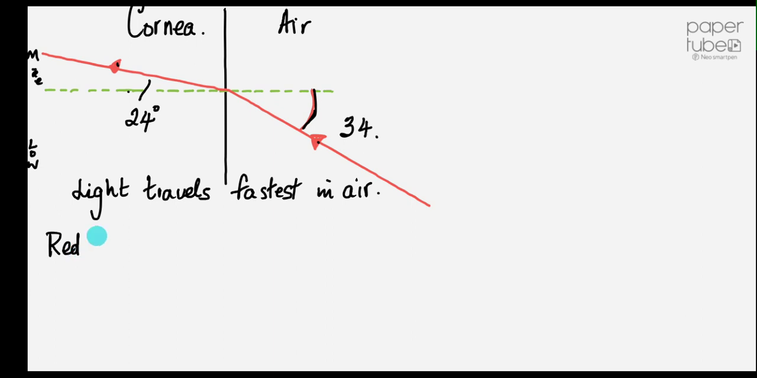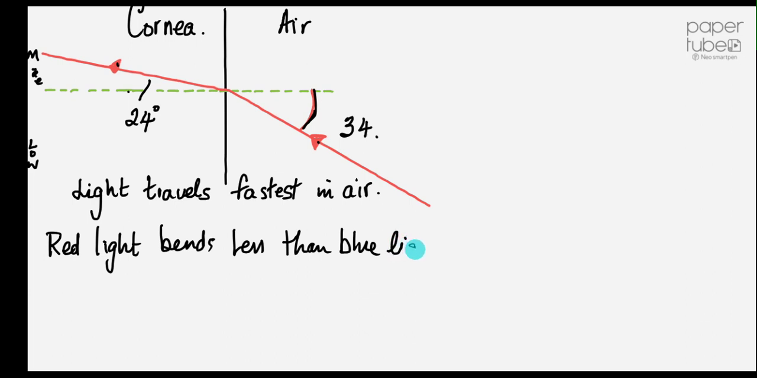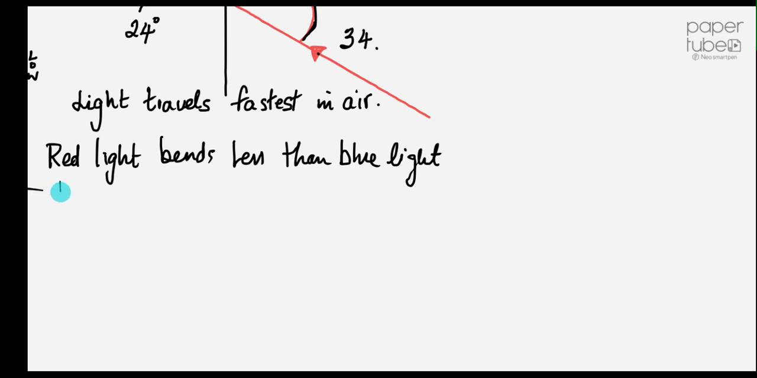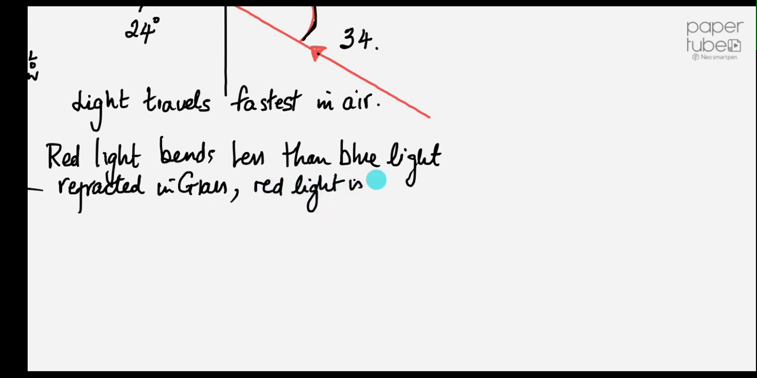Red light bends less than blue light when refracted. In glass, according to me, red light is faster than blue light in glass.